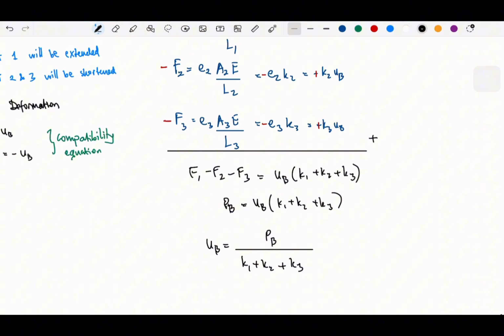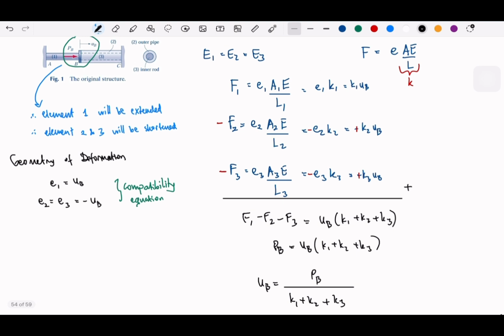Okay, now what we have done here, when we substitute the UB or the compatibility equations into the element force or the elongation here, this is what we call the displacement method. So we have the elongations, which are given from the deformation here. We substitute back here, and we are going to solve the force. So this is what we call the displacement method. The previous method is we start from the force, and we substitute the elongations.